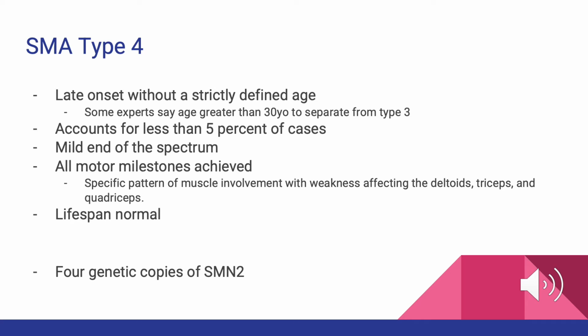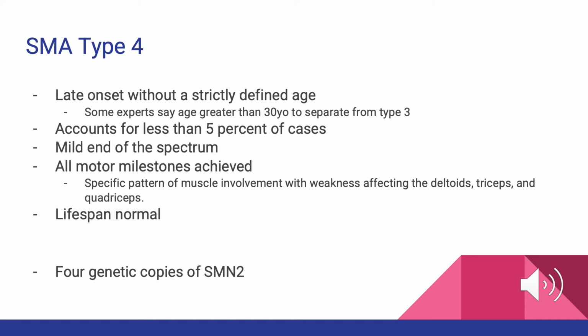Now on to the least severe form of SMA, or SMA type 4. This is the latest onset form of the disease. However, it does not have a strictly defined age. Some of the research that I found stated that the age of 30 is a good marker to separate SMA type 3 and 4. It is not a very common form of the disease, as it only accounts for about 5% of all cases, and is a very mild end of the spectrum.